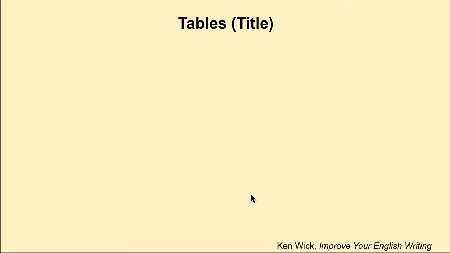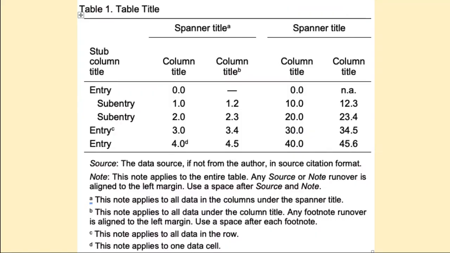So now let's talk about the table title. What we're talking about is right here. We talked about the table number. You can see that right here, table 1. This is the table number, and then the table title. So let's talk about the table title that appears right here.